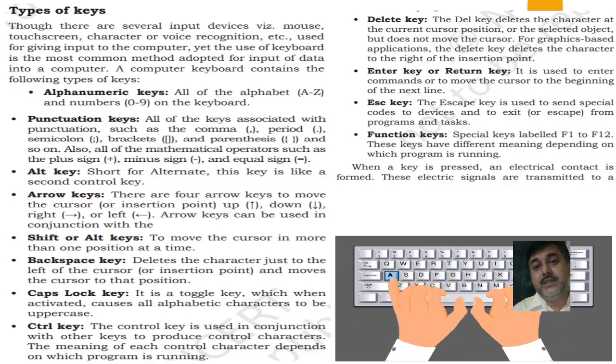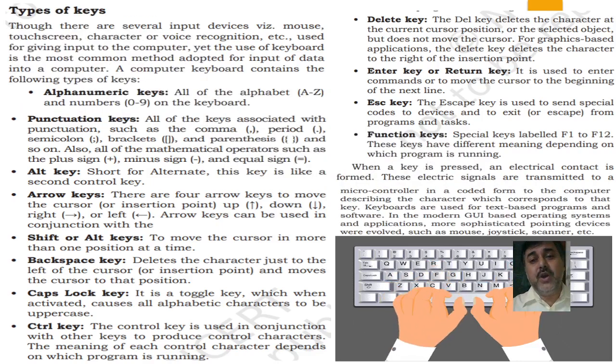The Enter key is there. If you want to come to a new line, the cursor will come to a new line, or return back. The Escape key is there if you want to exit from there. Then function keys are there, F1 to F12, at the top of the keyboard. Those are the different patterns of keys that we can see.